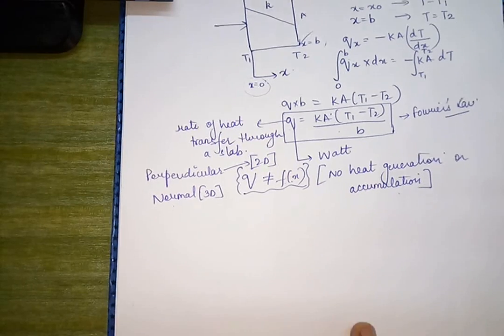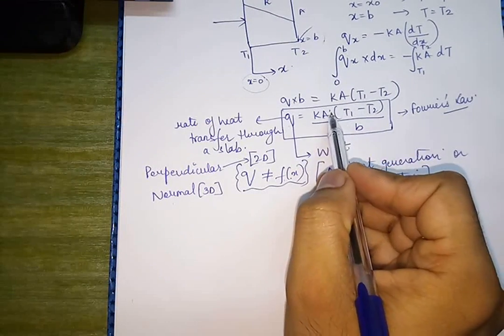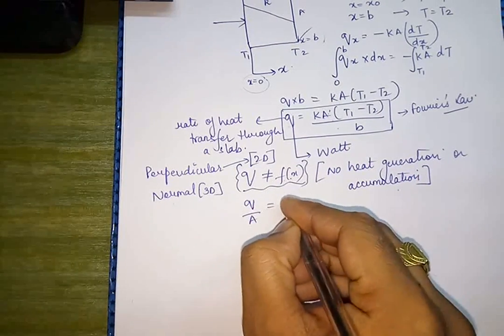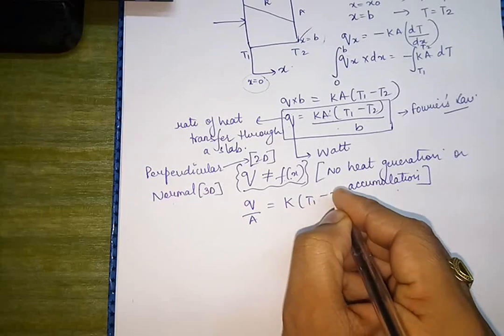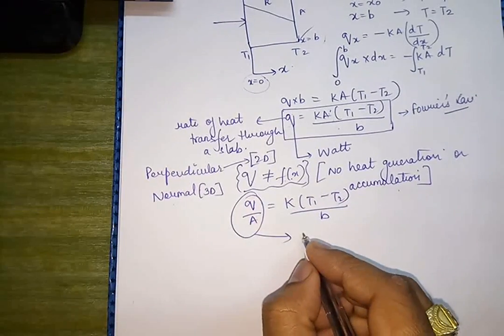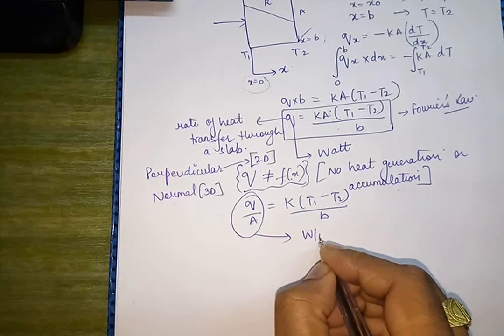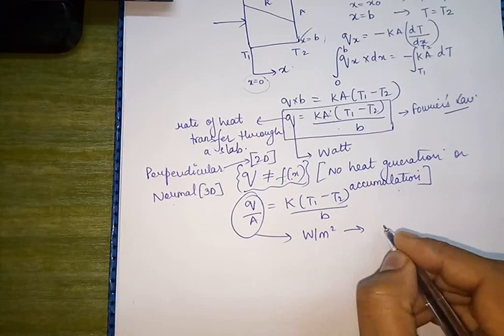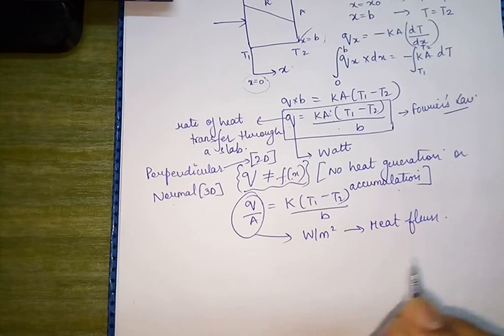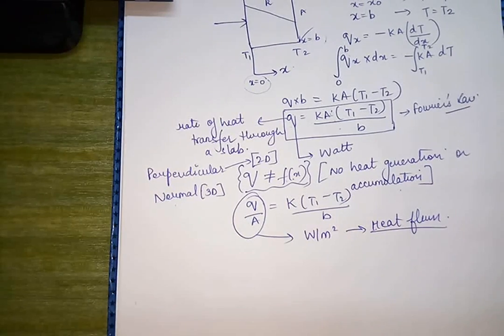Now if we divide Q by this area, Q upon A equals k (T1 minus T2) upon b. The unit of this is watts per meter square, and this is called heat flux.